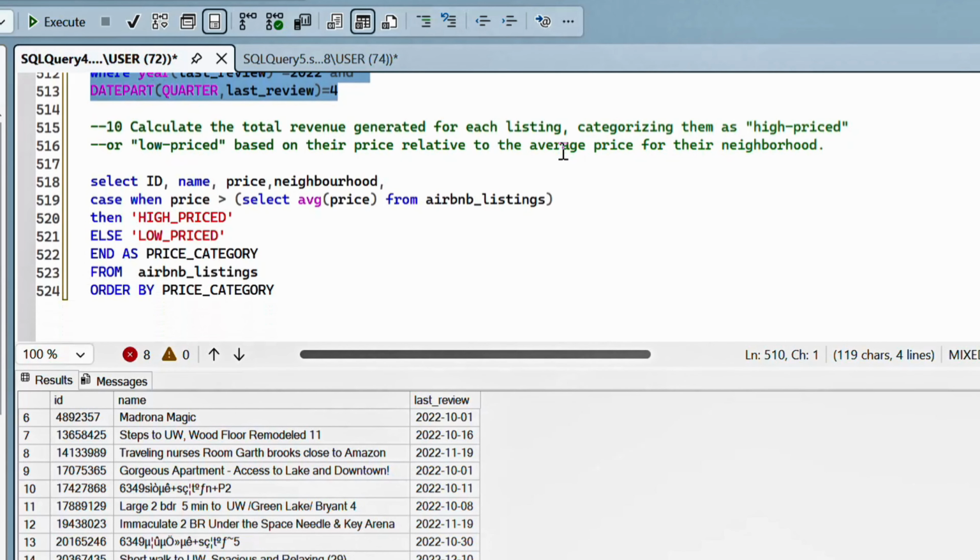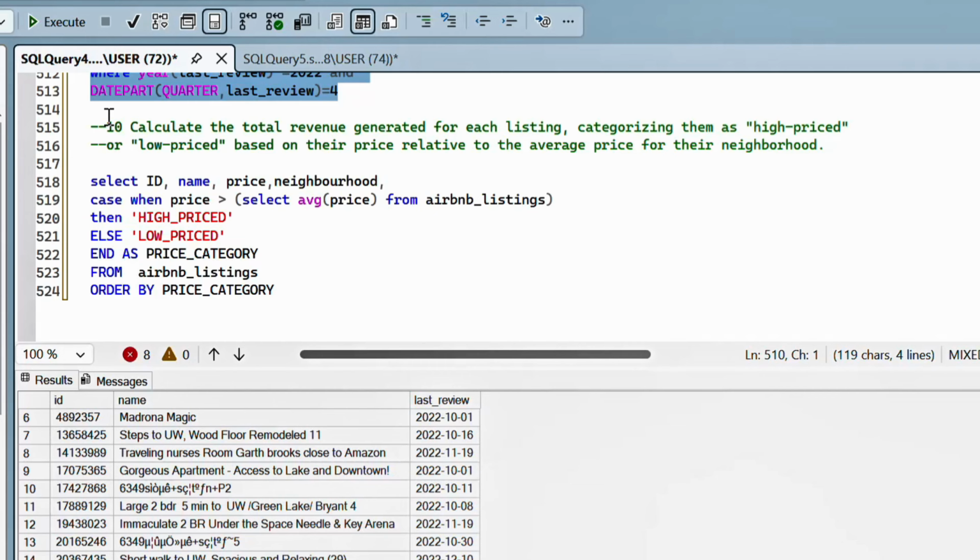2022, sorry. So the last question, which is the most, let's say it's the most, how do I put it? This question is the most intellectual question. What am I saying? This number 10 question is technical. It says you calculate the total revenue generated by each listing, categorizing it as high and low priced based on the price relative to the average price of the neighborhood.